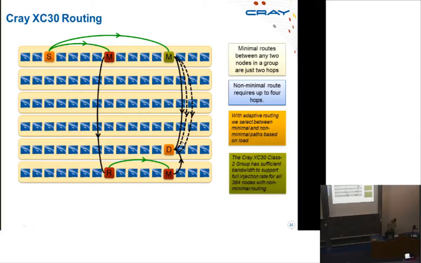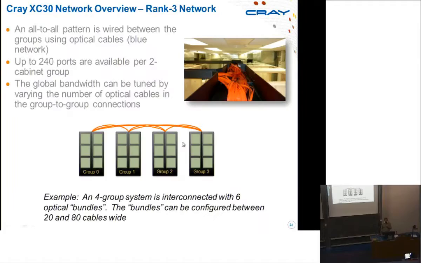So any group 2 network has sufficient bandwidth to support the full injection rate of all 384 nodes when they're using the non-minimal routing. And because there are so many links in the system, because of this all-to-all topology, or hierarchical all-to-all Dragonfly topology, there's huge amounts of bandwidth available. And there are very few congestion points within the network.